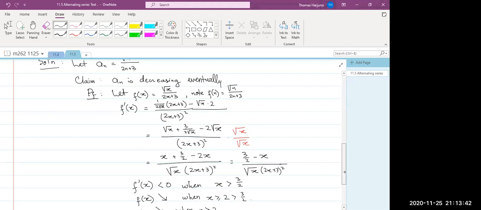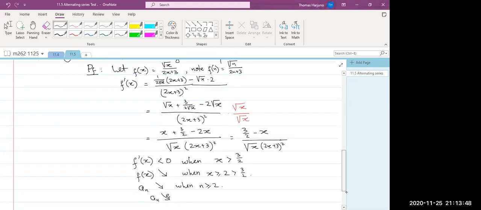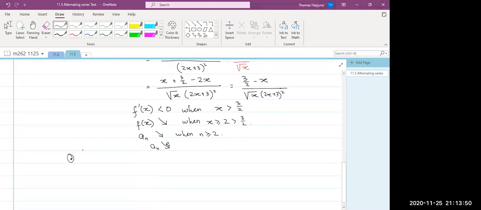Now I need to prove the second claim. So this is the first claim. The second claim is that a sub n converges to 0. Proof. The limit as n goes to infinity of a sub n is the limit as n goes to infinity of square root of n over 2n plus 3. How do you prove this, by the way? Or divide by square root of n, right?